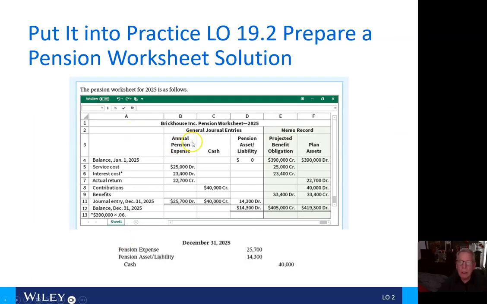So here is the annual pension expense. We have service cost, interest cost, and the actual return.